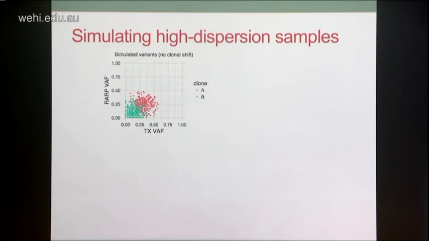So here was a clonal cluster between the two samples. It was the same proportion and the same thing with the other one.